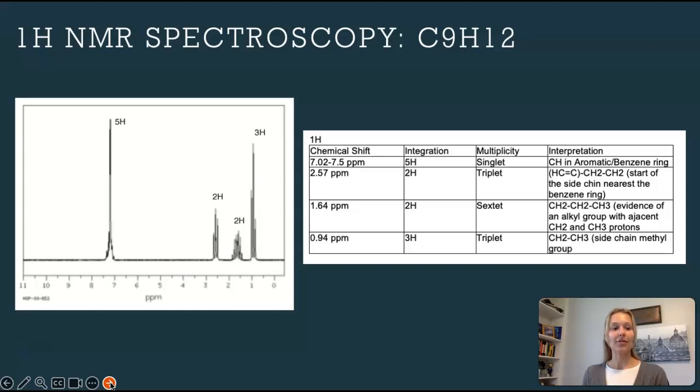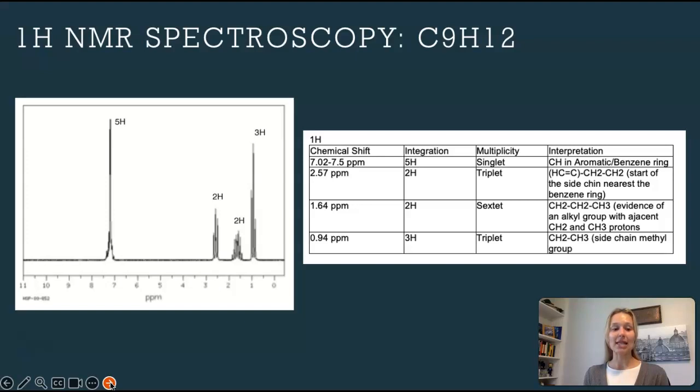The peak at the far left, 7.02 to 7.5 ppm, indicates a benzene ring with 5 hydrogens. We can now infer that one of the hydrogen bonds from the benzene ring is missing because of an alkene propyl group coming from the benzene ring that has 2 hydrogens coming from the carbon closest to the ring at peak 2.57 ppm and 2 hydrogens coming from the middle carbon in the alkene propyl group at peak 1.64 ppm. This is split into a 1,5,10,10,5,1 sextet by the CH2 and CH3 protons on either side.